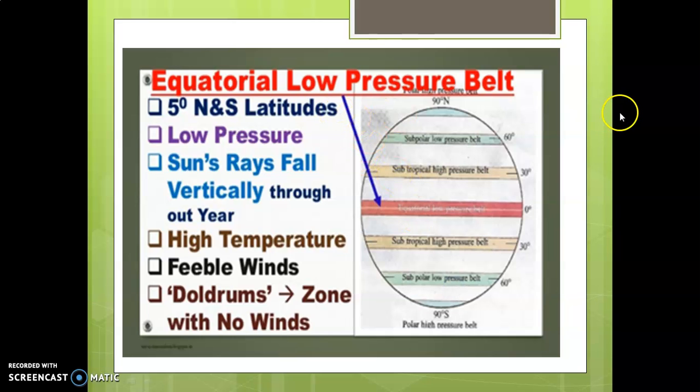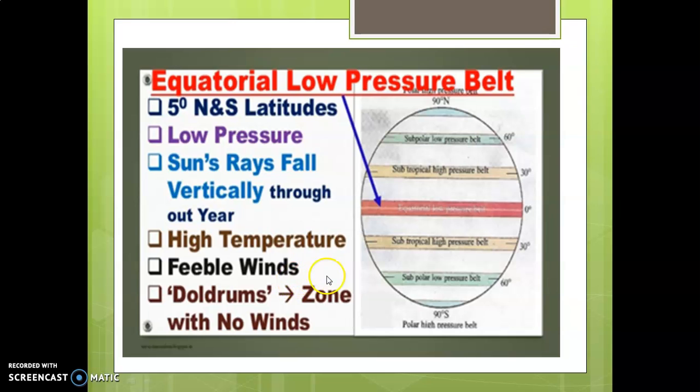Now see here, the equatorial low pressure belt, as I have told you in the previous slide, starts from 5 degree north to 5 degree south. Low pressure exists here. Why? Because sun rays vertically fall over here, and as a result high temperature will be there. So there is an inverse relationship between temperature and pressure. If there is a high temperature, pressure will be low, because the wind present in this area becomes warm due to high temperature. The warm air expands, and as a result low pressure will be here.